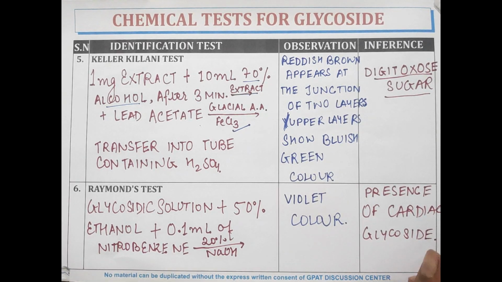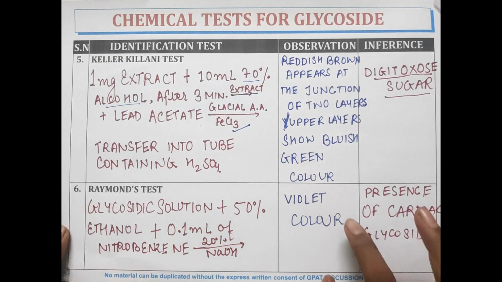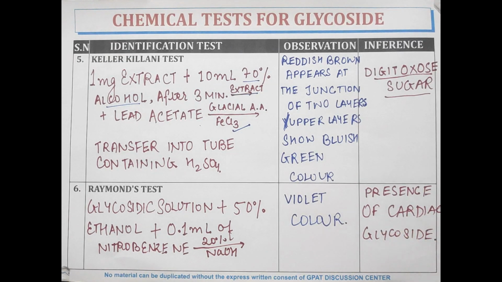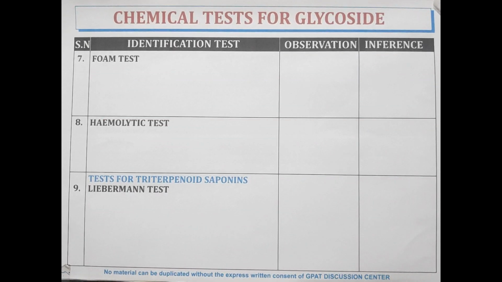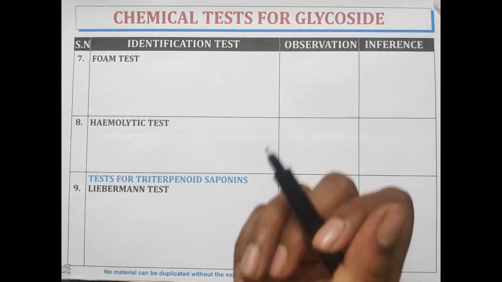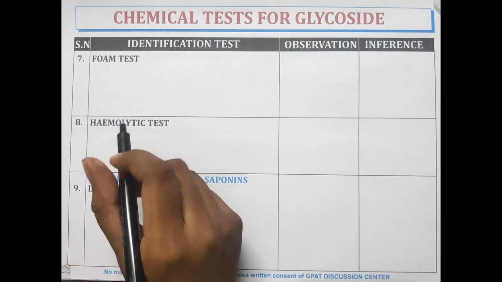In Raman test, alkosidic solution is mixed with 50% ethanol and 0.1 ml of nitrobenzene. After this, 20% of NaOH solution is added, which changes the color of solution to violet color, indicating the presence of cardiac glycoside. Another class of glycoside is saponin glycoside.